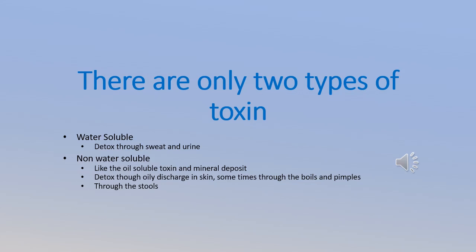When it comes to toxin, there are only two types of toxin in the body. One is water soluble, one is non-water soluble. The water soluble normally detox through the sweat and urine. The non-water soluble, sometimes oil toxin, or minerals like calcium deposits inside the body, the calcium stone, normally detox through discharge in the skin, and sometimes through boils and pimples on the skin. Most of this insoluble toxin is also discharged through the stool.